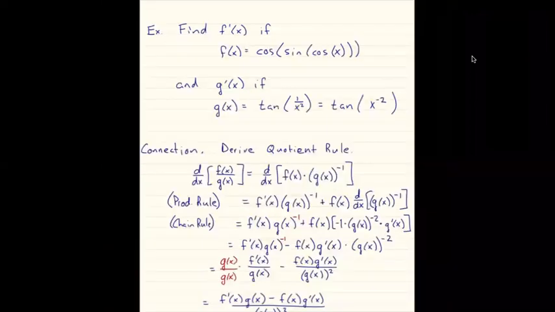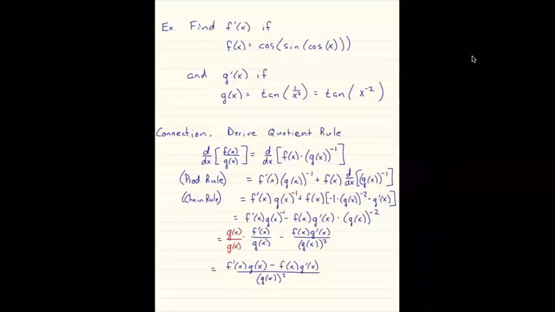Okay, and then another one: g prime of x, if g of x is tangent of 1 over x squared. Or maybe a quick way to write this is tangent of x to the negative 2. So then we don't have to do multiple levels. This is just an outer function with one inner function. That's a little easier. It should be one application of the chain rule.